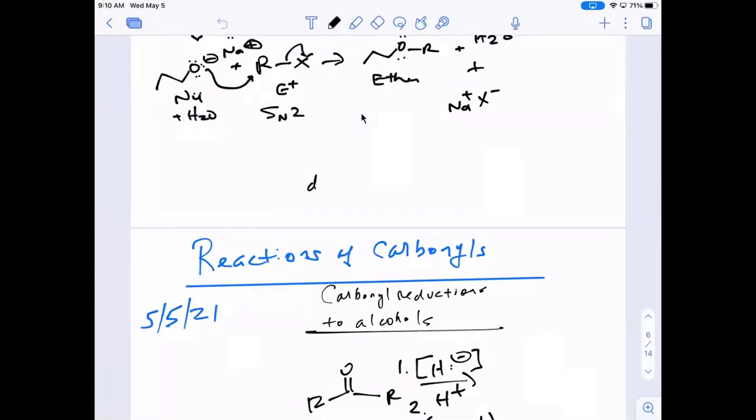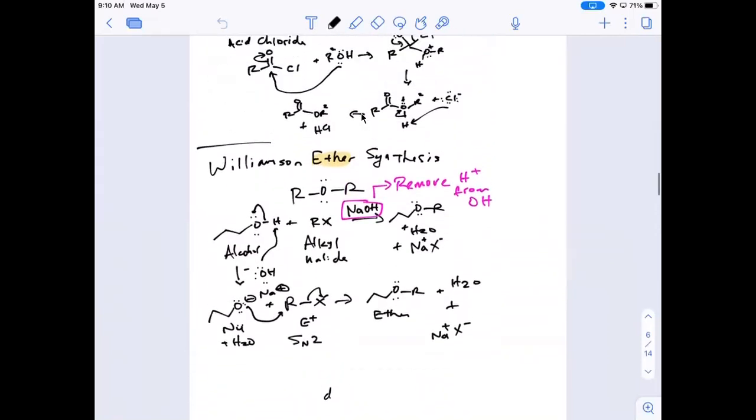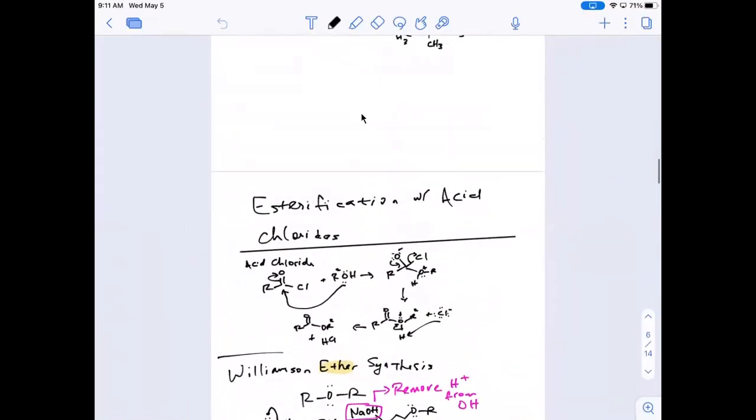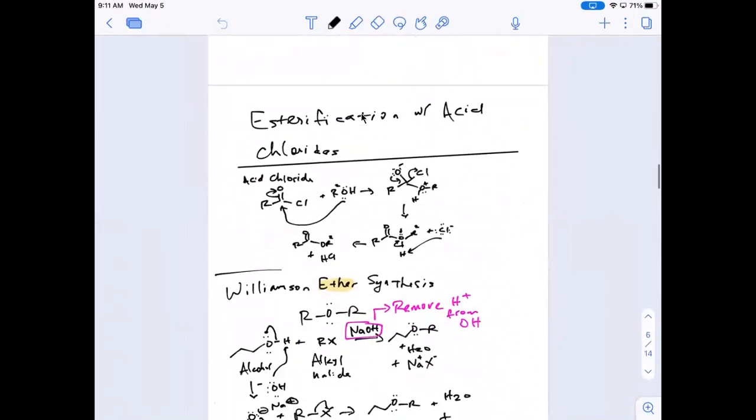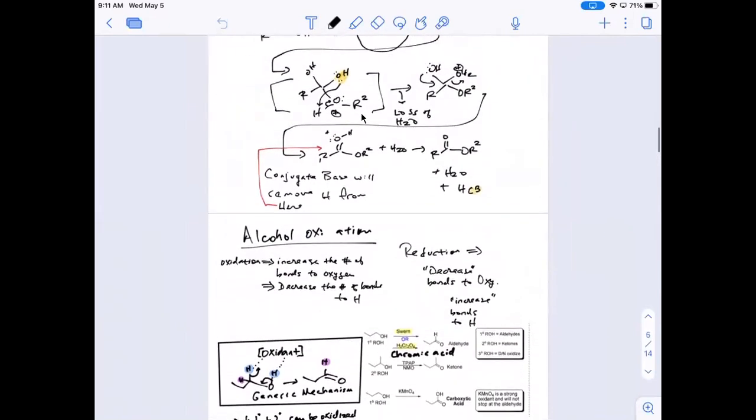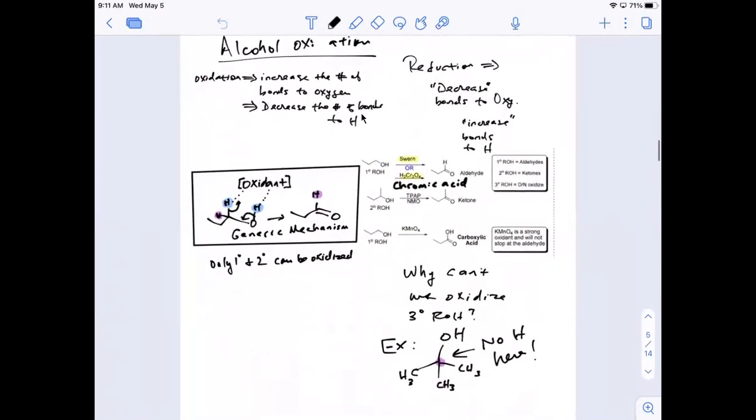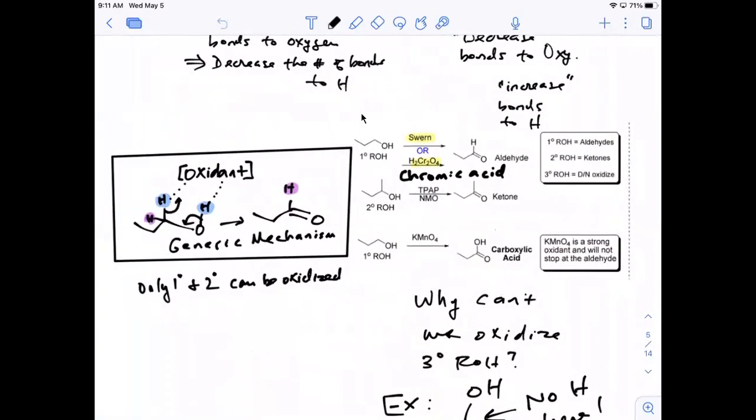So we left off dealing with oxidation reactions. Let me find that right here. So we talked about alcohol oxidation yesterday and oxidation up to the carbonyl. We talked about the Swern reaction, chromic acid oxidation, using TPAP, NMO as an oxidant for secondary alcohols, and primary alcohols to carboxylic acids.